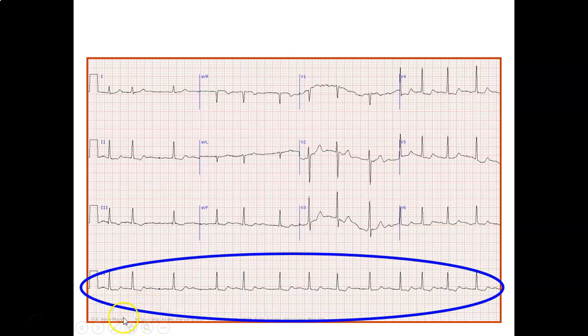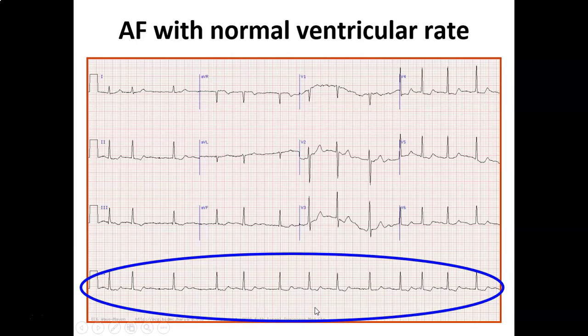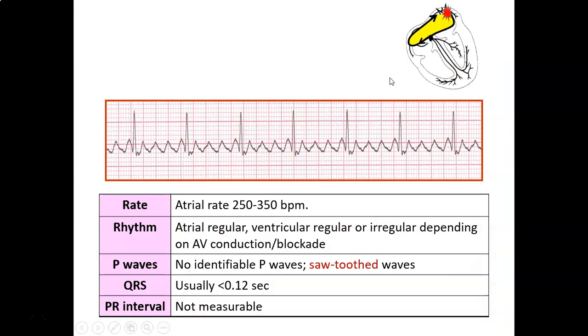Look at this rhythm strip. The heart rate here seems to be normal, less than 100. It's irregular. It's hard to find any P wave, and the QRS complexes are narrow. So this is again your atrial fibrillation, but here the ventricular rate is normal. So you can label it atrial fibrillation with normal ventricular rate.